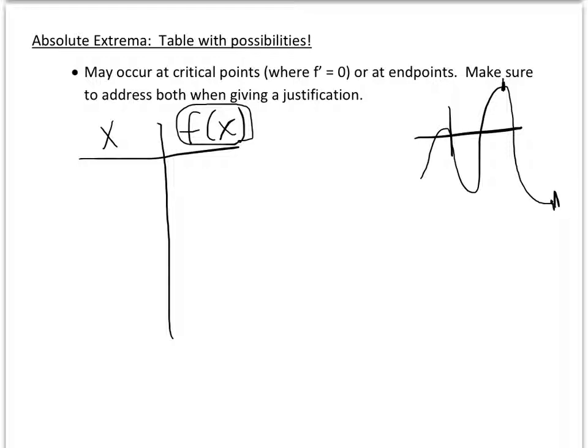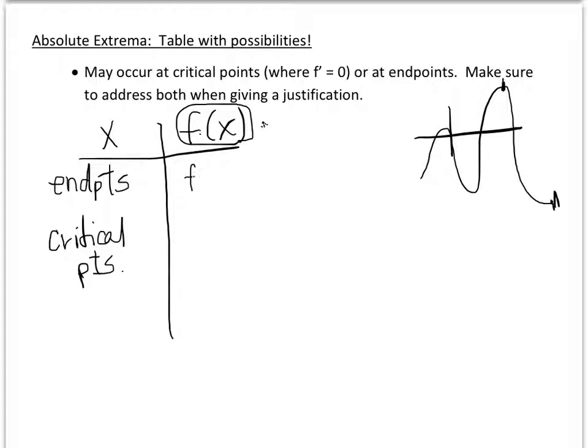My x values, what I put on this side of the table, are the endpoints if they're given, and the critical points. And sometimes the endpoints are just common sense, 0 to something, for example. Remember that critical points are where the derivative of whatever this function is, the function sitting on this side, hits zero. The zeros of that derivative are what are going to make my critical points.